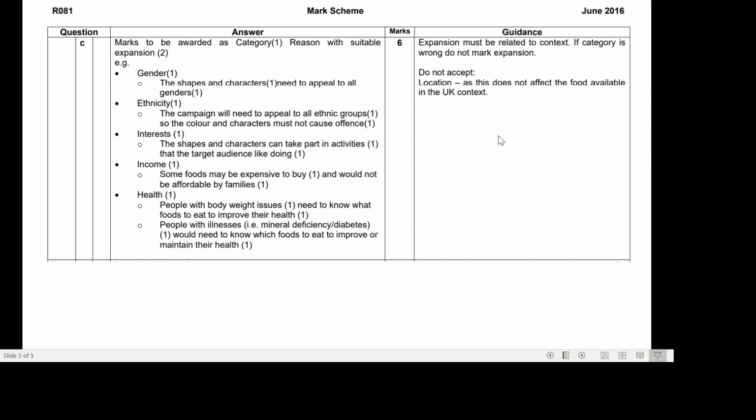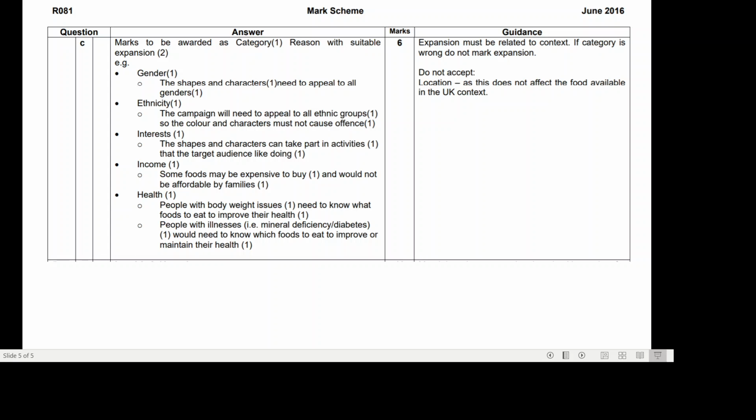So this was our in-depth question, looking specifically at the target audience. It says here, expansion must be related to context. If category is wrong, do not mark the expansion. So if they've talked about gender, and then said the campaign will need to appeal to all ethnic groups, so the colour and characters must not cause offence, they'd get the mark for the category, but they wouldn't get the mark for the expansion, because the expansion was wrong. So the category must be correct for them to get the expansion marks.